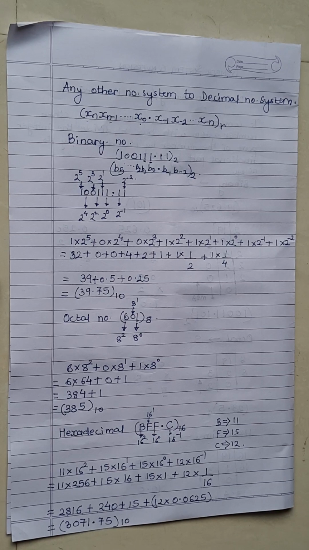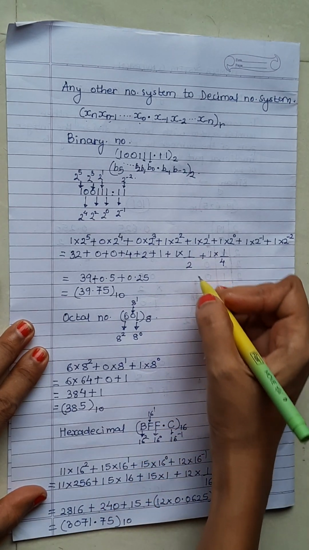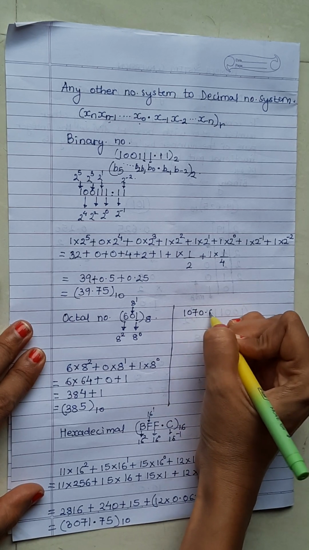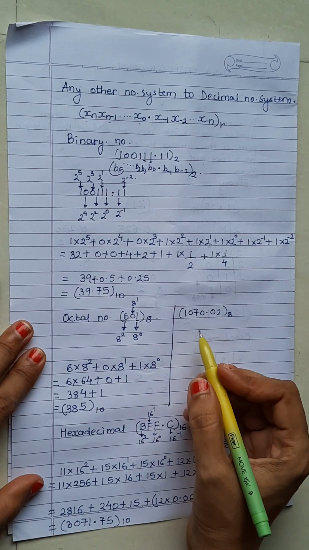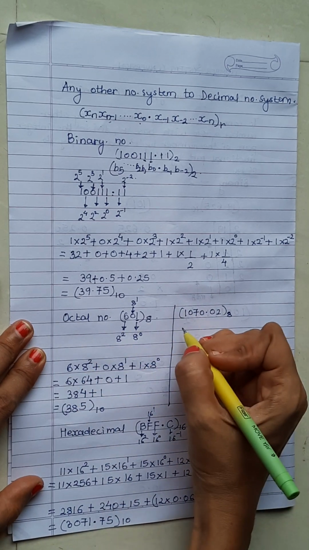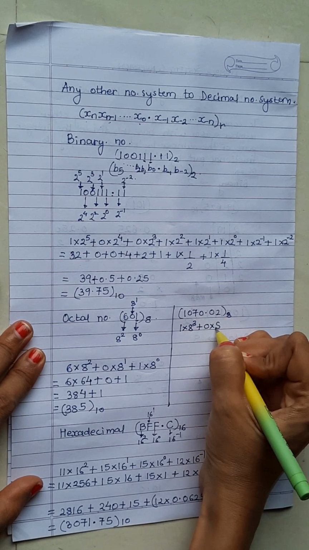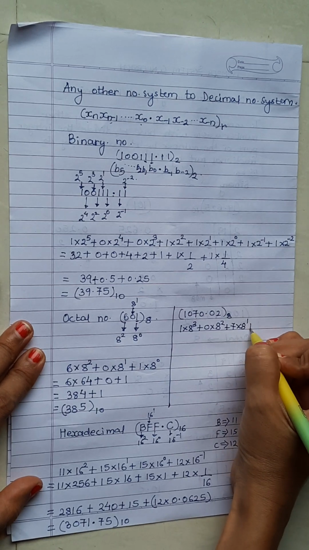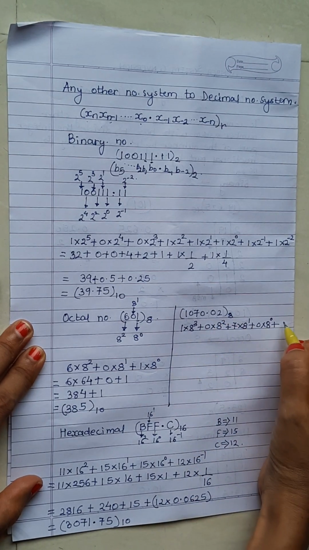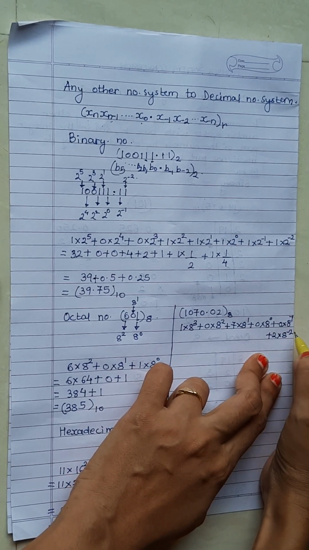So it is quite simple. I hope you have understood what I have done. I haven't taken an example of an octal number with a fractional part, so let me take another octal number to explain it. Suppose the octal number is 1070.02 and I have to convert it into decimal. I will multiply each octal digit with its corresponding weight: 1 into 8 raised to 3, plus 0 into 8 raised to 2, plus 7 into 8 raised to 1, plus 0 into 8 raised to 0. For the fractional part after the octal point, 0 into 8 raised to -1, plus 2 into 8 raised to -2.